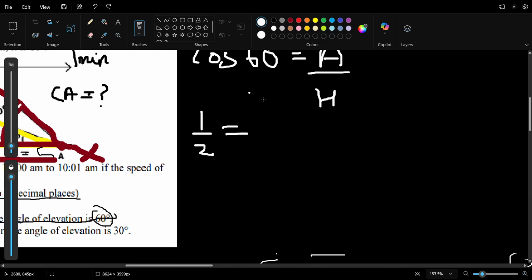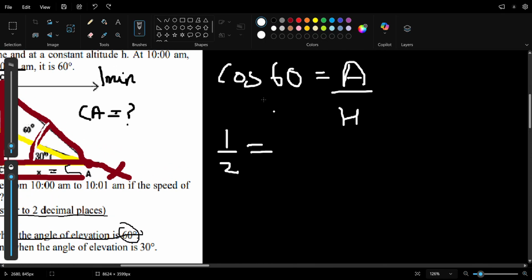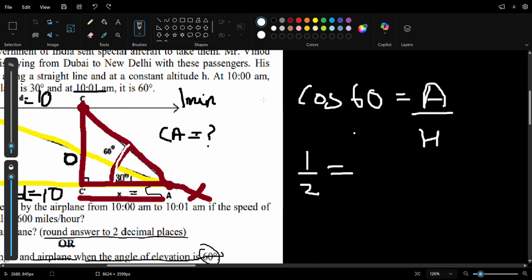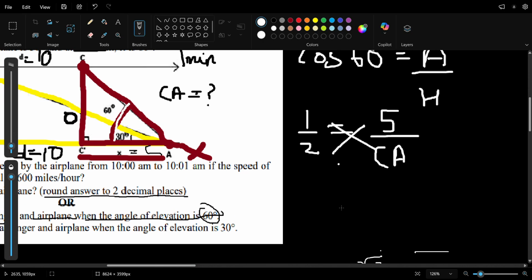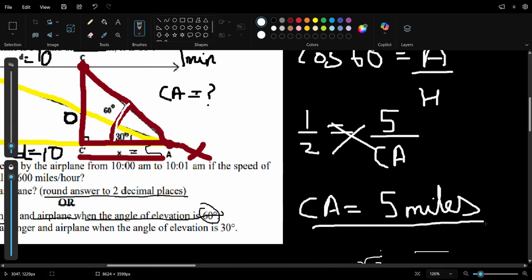So then we can say x is equal to 5 miles. So 5 by hypotenuse is CA. CA, we cross multiply, get CA is equal to 5 miles. So therefore, you should not calculate the base, you should not calculate CA, because if it's CA, then that's more distance compared to this CA.